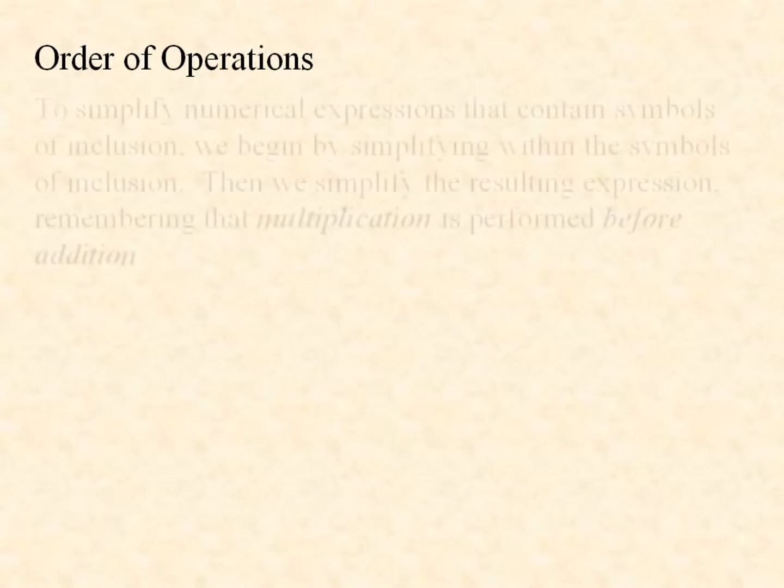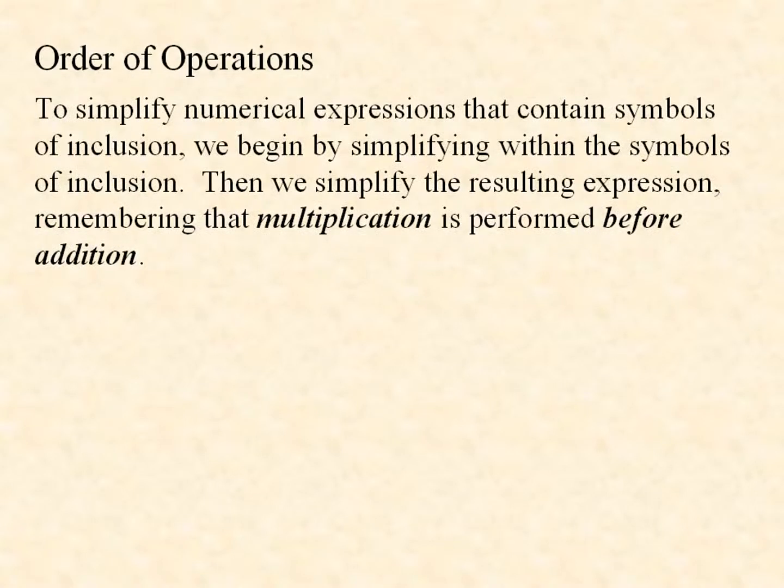Let's look at order of operations again. To simplify numerical expressions that contain symbols of inclusion, we begin by simplifying within the symbols of inclusion. Then we simplify the resulting expression, remembering that multiplication is performed before addition.